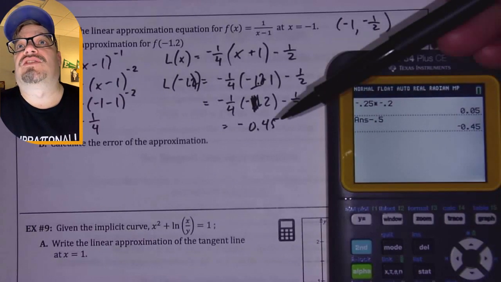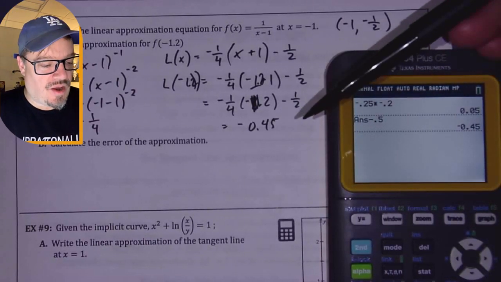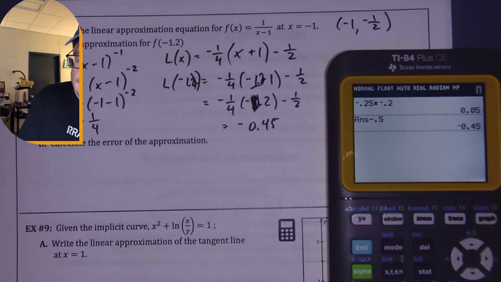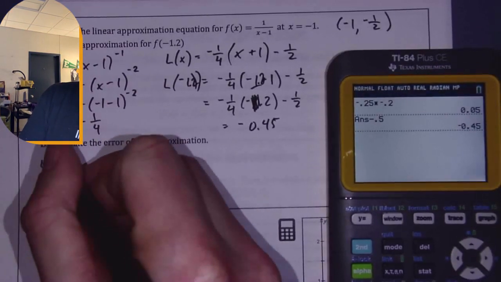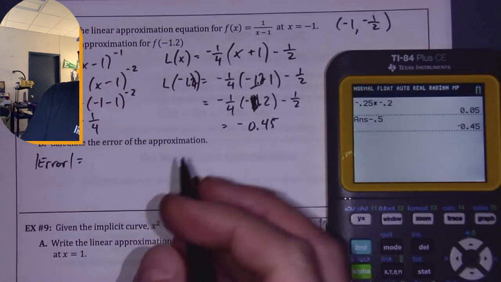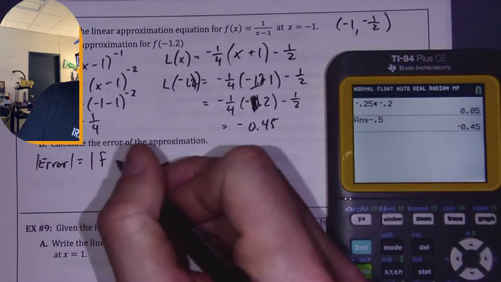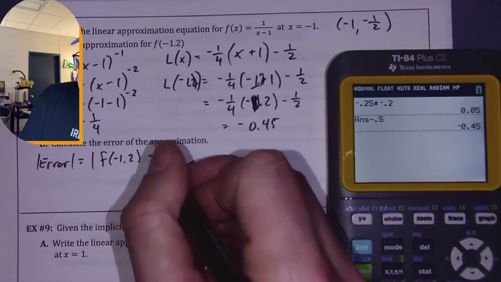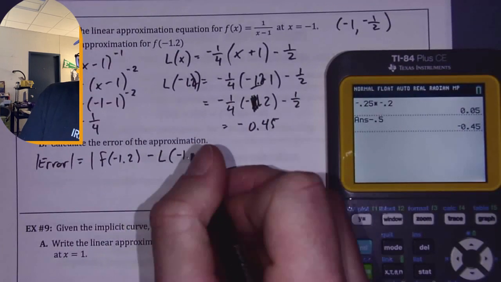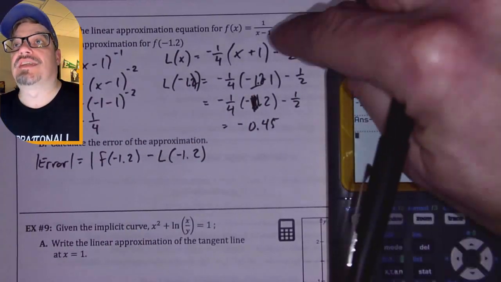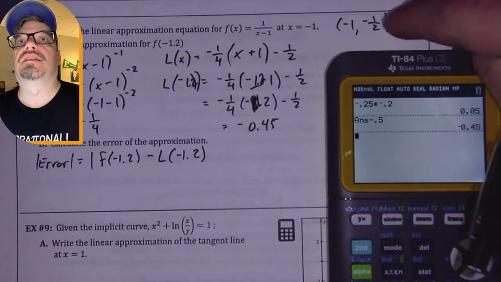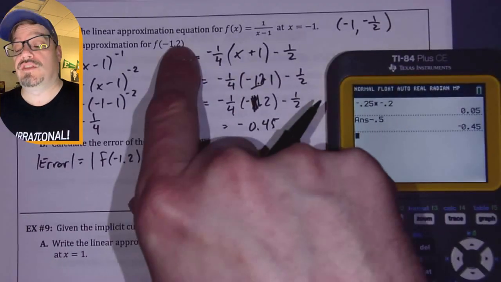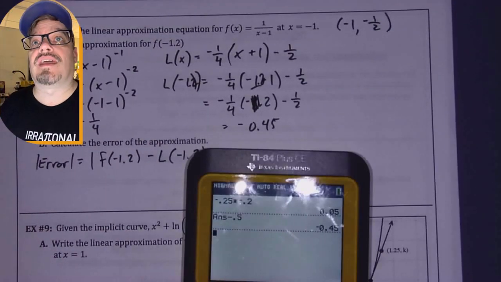All right, so now I got this guy, and we are ready then to calculate the error. Now the error equals the actual f of negative 1.2 minus the L of negative 1.2. And now we'll just have to calculate, well, we already know that. It's negative, nope, we don't know negative 1.2. Okay, so let's figure out what that guy is.